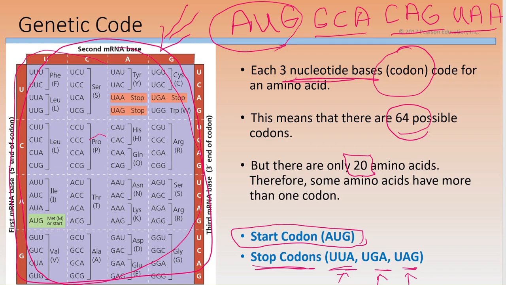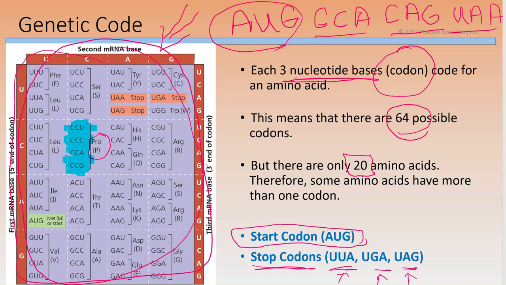Another example here is proline. Look at proline right here in the middle. Let me highlight it for you. Proline here has 4 different codons that code for it. So proline can be CCU, CCC, CCA, or CCG.